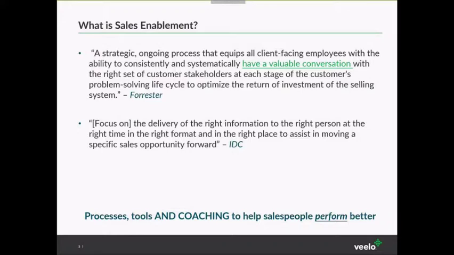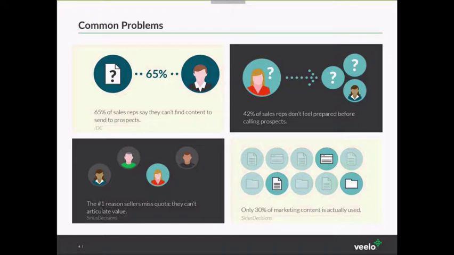Before I get into the mistakes, though, here are common problems, and I'm sure most of you online have seen statistics like this in some way, shape, or form from some analysts. So we picked a couple here that are common that we see. One is content problem. My reps can't find it. They spend too much time looking for it. But because they can't find it and because they're overworked, they don't have enough time, so they don't come prepared for meetings.